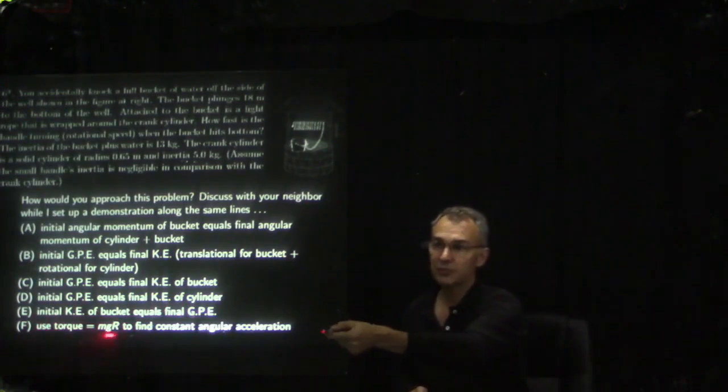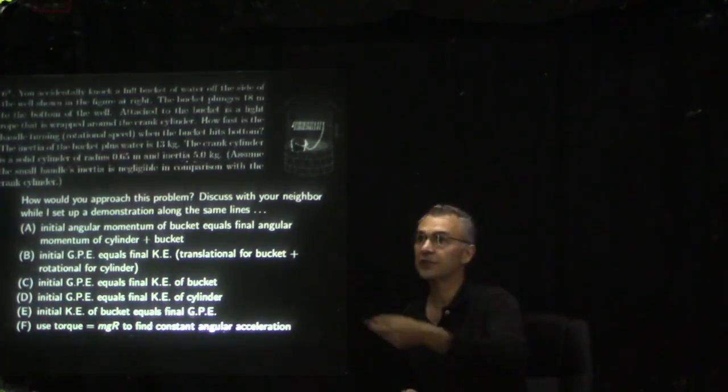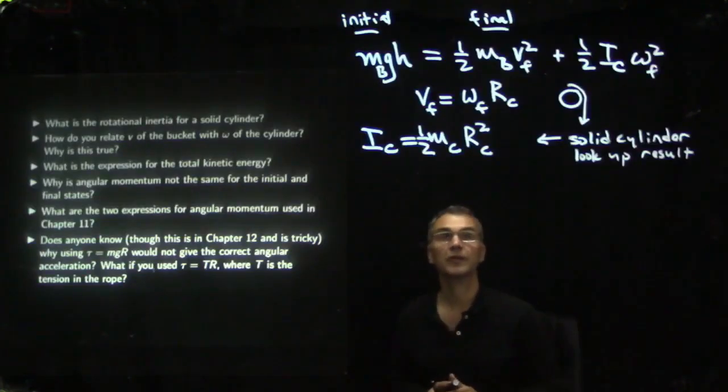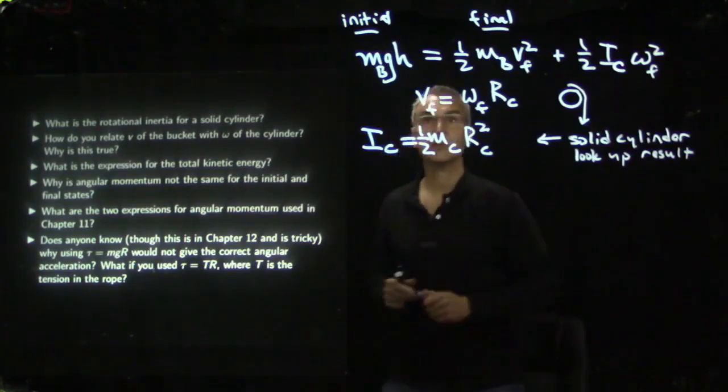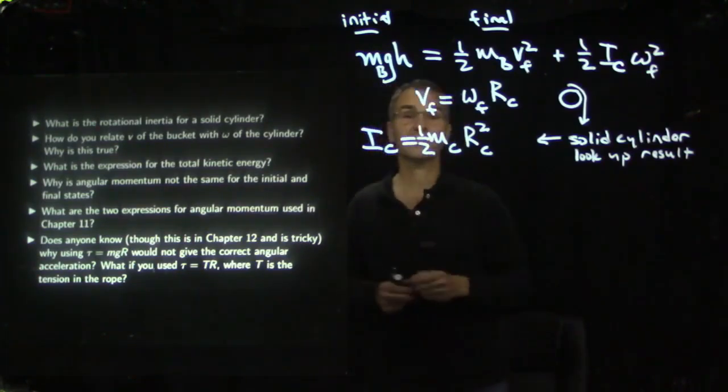Use torque equals mgR to find constant angular acceleration. You know, that in principle might work, but we don't know how to do it yet. We won't know how to do it till the next chapter. I think we're going to use conservation of energy, and we're going to make sure we account for both kinds of kinetic energy, the rotational kind and the translational kind. Let's do it. I won't work this all the way through to a solution, but I think these are all the pieces. So the initial energy is just gravitational potential energy.